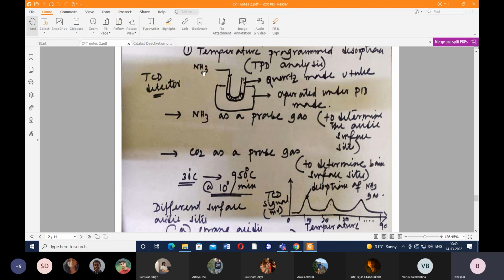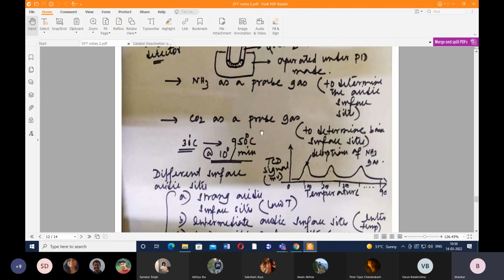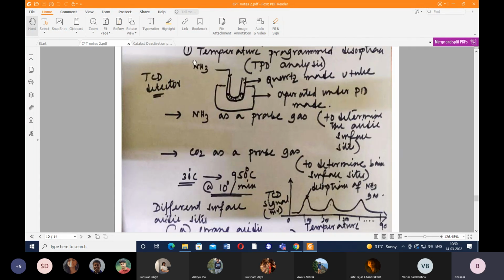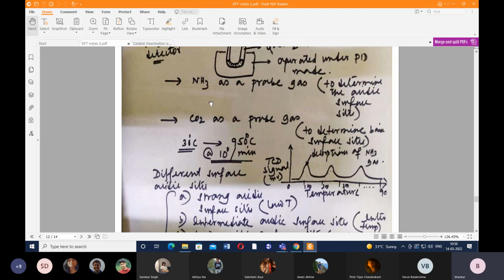Okay, so we carry out the desorption operation as a function of temperature. Here temperature increases along this axis, and this is our TCD signal. The TCD signal will be recorded in millivolts, and desorption will take place. The desorbed gas will be ammonia, since here we allowed ammonia to adsorb. So the ammonia would be our desorbed gas.